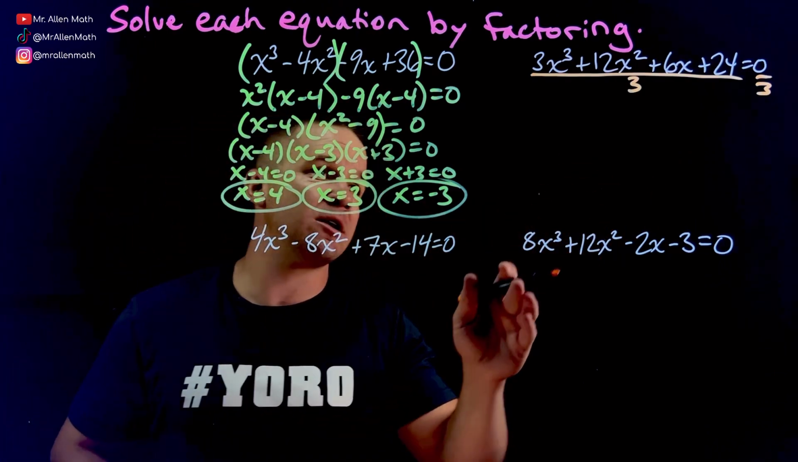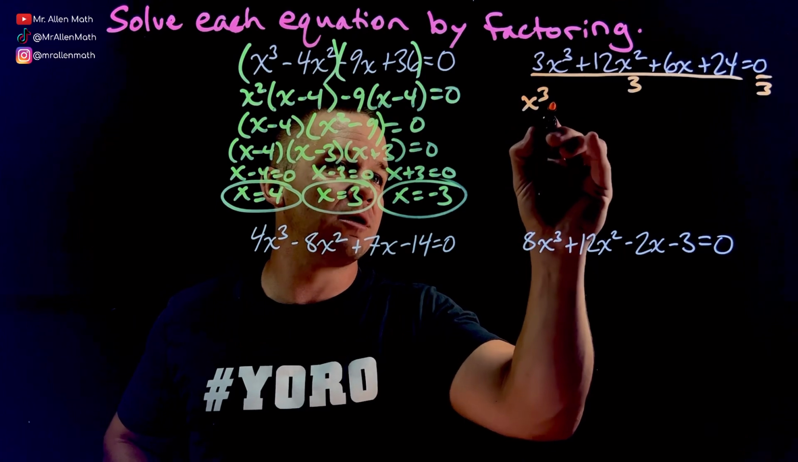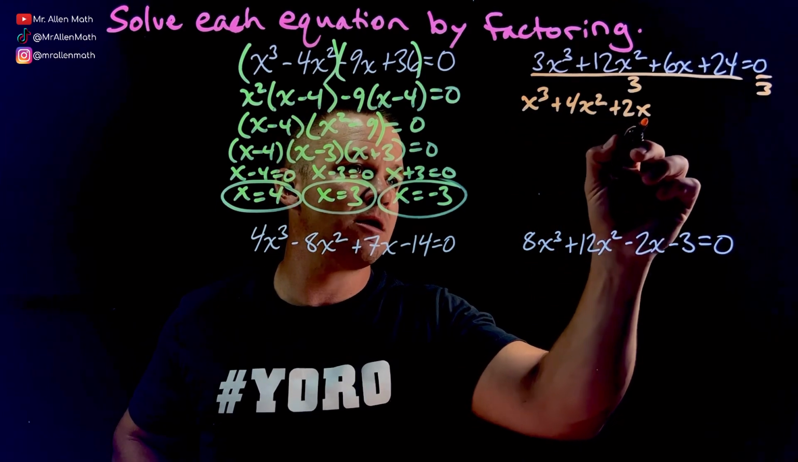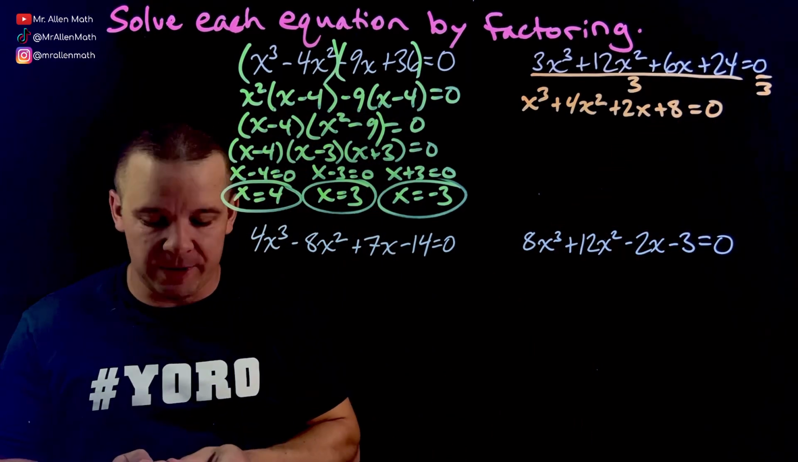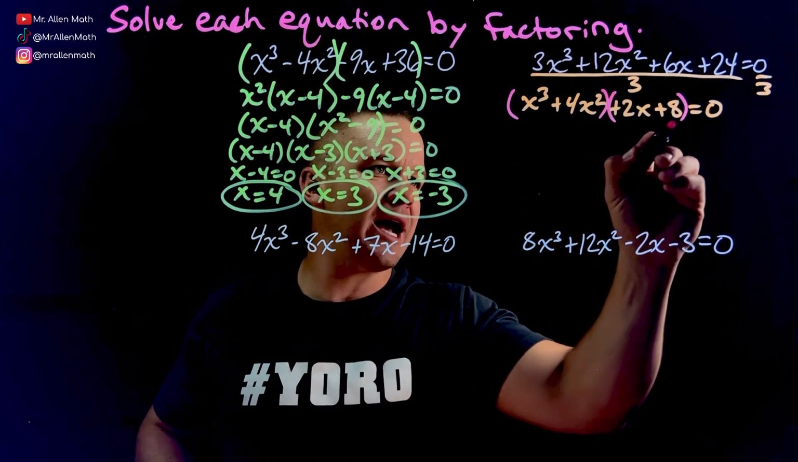All right, but because it's an equation, I can divide by 3 on both sides. And now I just have x cubed plus 4x squared plus 2x plus 8 equals 0. And now I can go ahead and group these. I'll do that in a pink marker here. So group the first two, group the last two, all right?